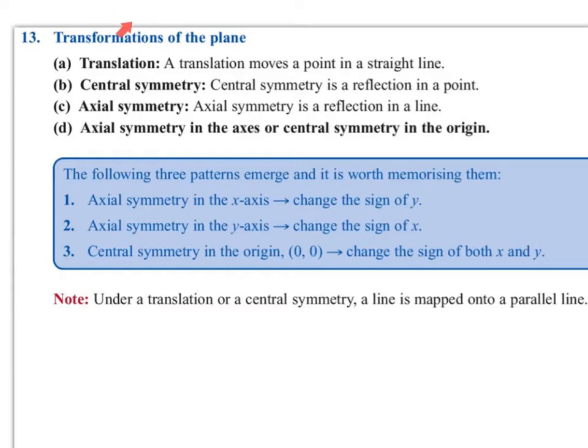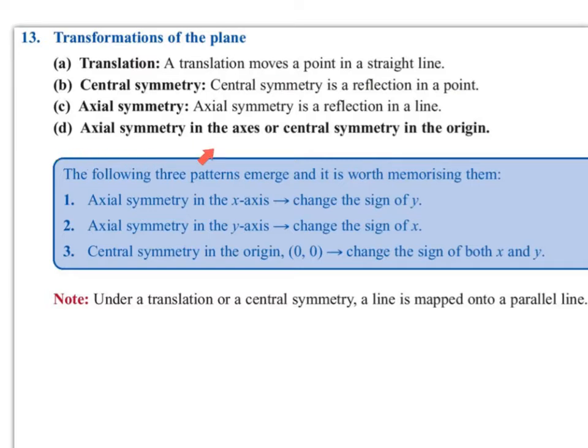13. Transformations of the plane. A. Translation. A translation moves a point in a straight line. B. Central symmetry. Central symmetry is a reflection in a point. C. Axial symmetry. Axial symmetry is a reflection in a line. D. Axial symmetry in the axes or central symmetry in the origin.